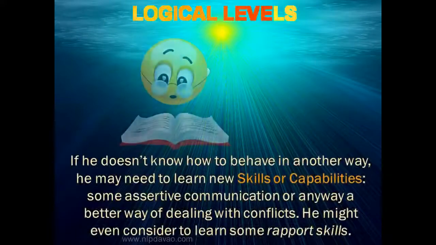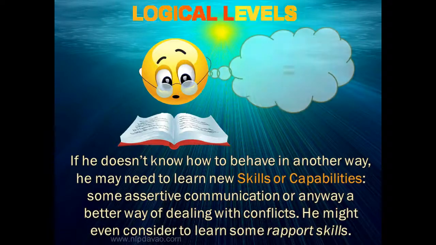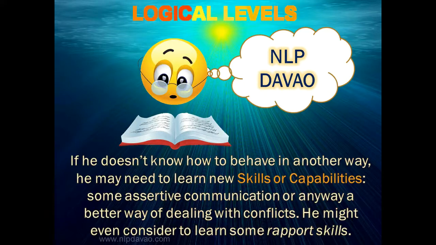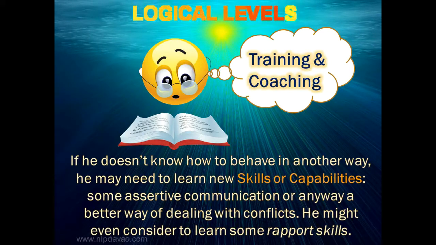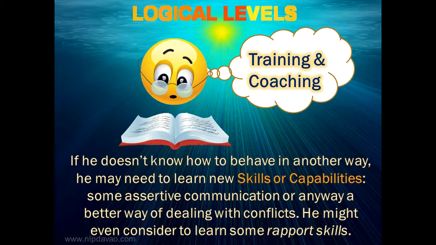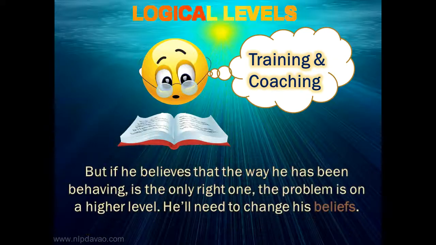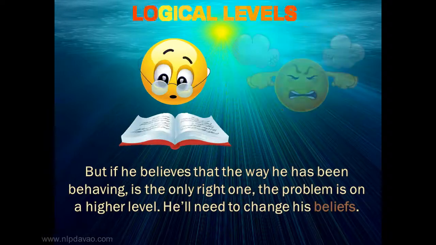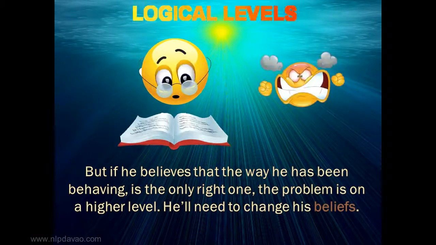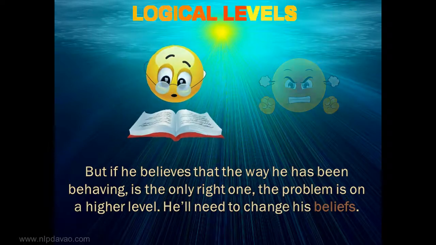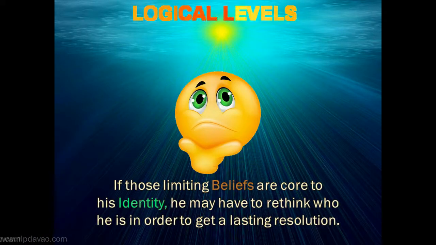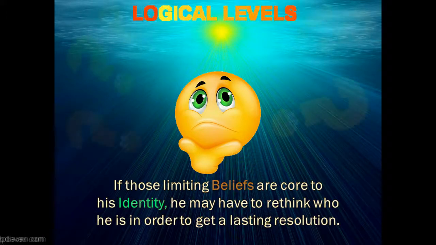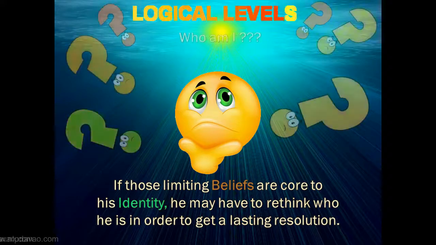If he doesn't know how to behave in another way, he may need to learn new skills or capabilities. Some assertive communication, or anyway a better way of dealing with conflicts. He might even consider learning some rapport skills. But if he believes that the way he has been behaving is the only right one, the problem is on a higher level. He'll need to change his beliefs. If those limiting beliefs are core to his identity, he may have to rethink who he is in order to get a lasting resolution. Who am I?